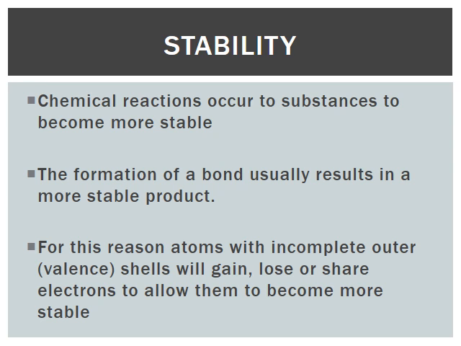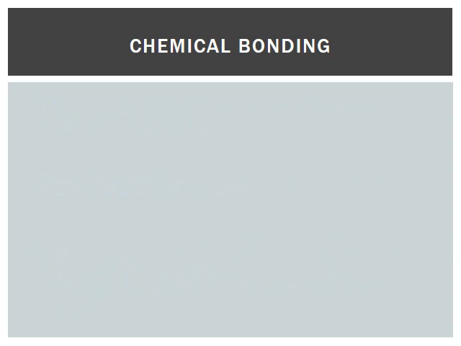For this reason, atoms with incomplete outer shells or valence shells will gain or lose electrons or even share electrons to allow them to become more stable than they initially are. So most natural substances do not consist of isolated atoms. They consist of elements or compounds in which the atom is bound strongly to another atom by chemical bonds. A chemical bond is an electrostatic force of attraction between a positively and negatively charged species.